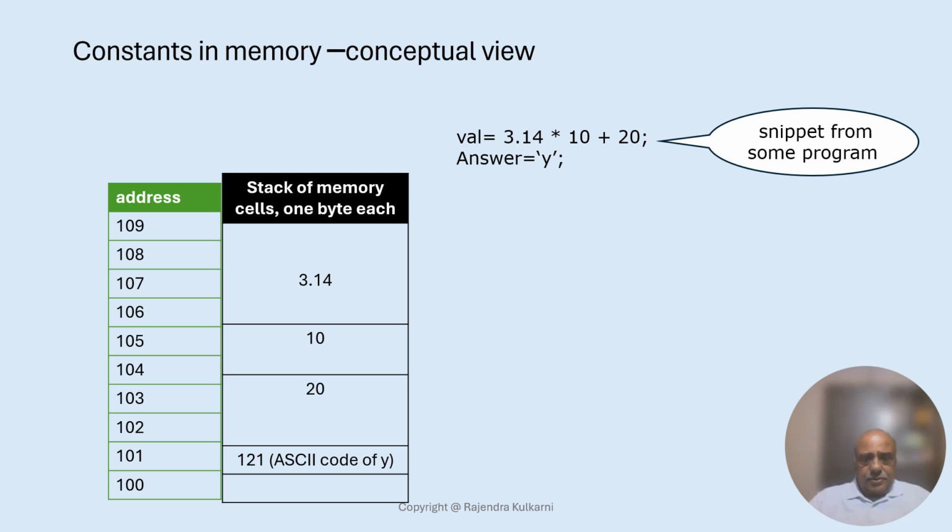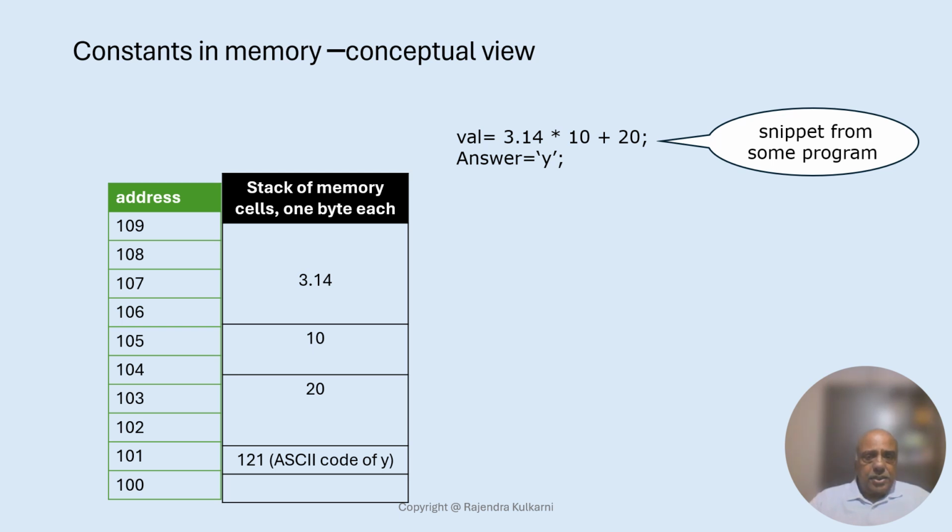Each memory location is of 1 byte. So a constant 3.14, which is a float constant, will be allotted 4 bytes in the memory, and the first byte will be 106. So 106, 7, 8 and 9, these 4 bytes will be allotted to store a float constant.